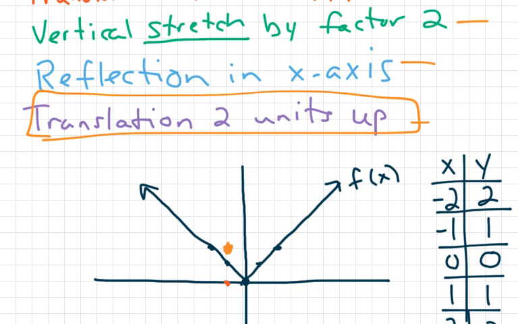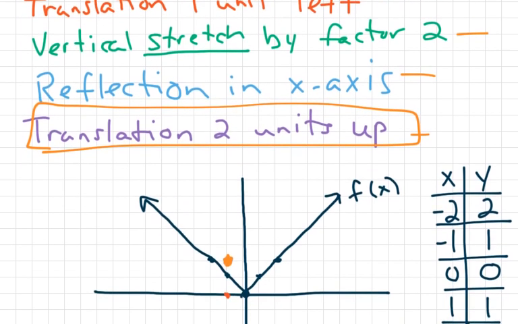All right, so let's try 1, 1. We'll use this point right here. So we'll start with the translation 1 unit left. That puts me here on the y-axis. Then a vertical stretch by a factor of 2. So that means I'm 1 away now. If I'm going to stretch it by a factor of 2, I need to be 2 away. So that's going to be here. So now I'm moving up another one, stretching it out.